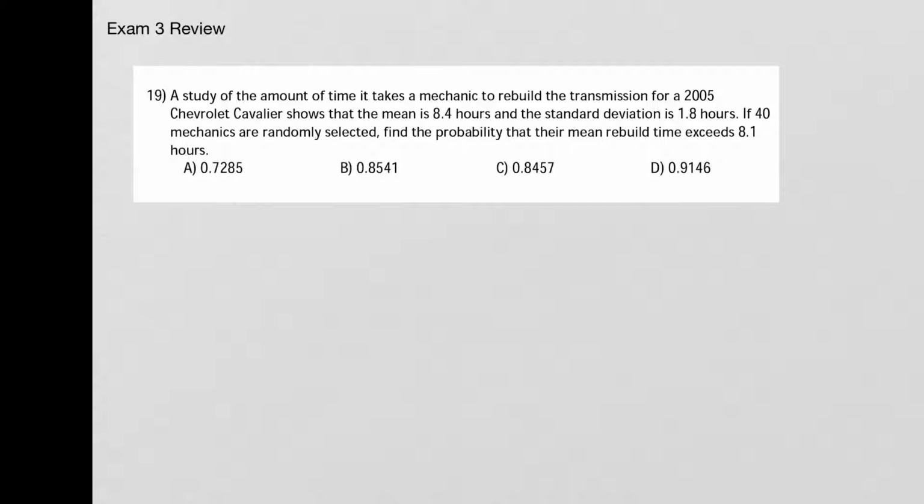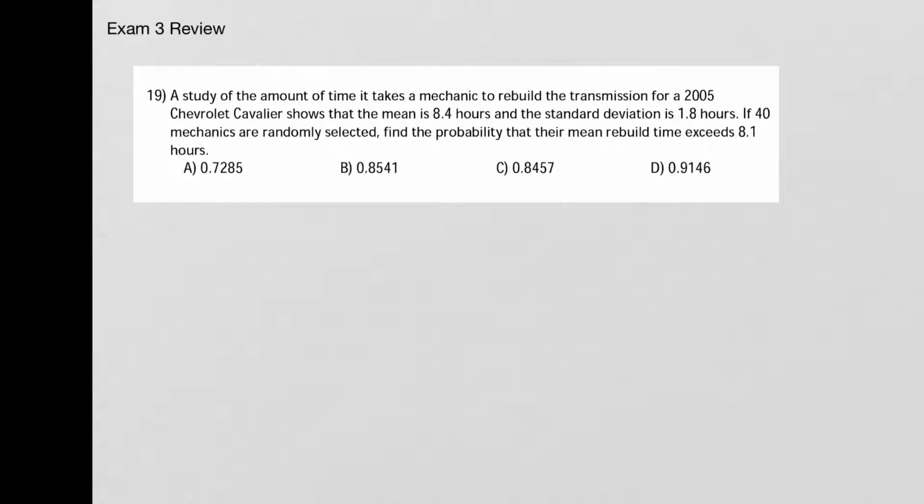In this problem, it says that a study of the amount of time it takes a mechanic to rebuild the transmission for a 2005 Chevrolet Cavalier shows that the mean is 8.4 hours and the standard deviation is 1.8 hours. If 40 mechanics are randomly selected, find the probability that their mean rebuild time exceeds 8.1 hours.